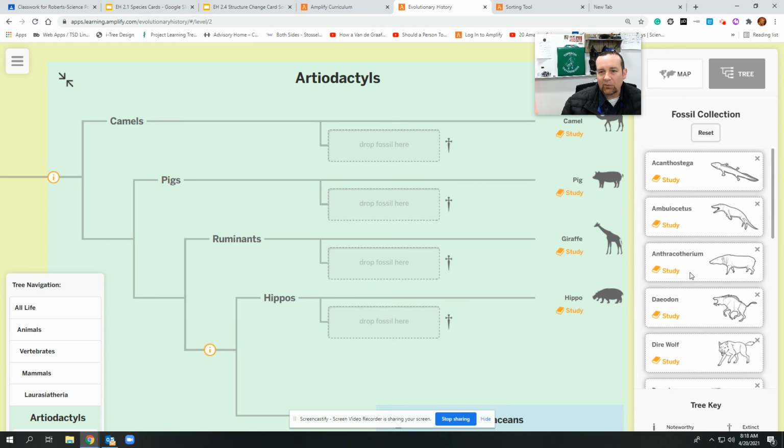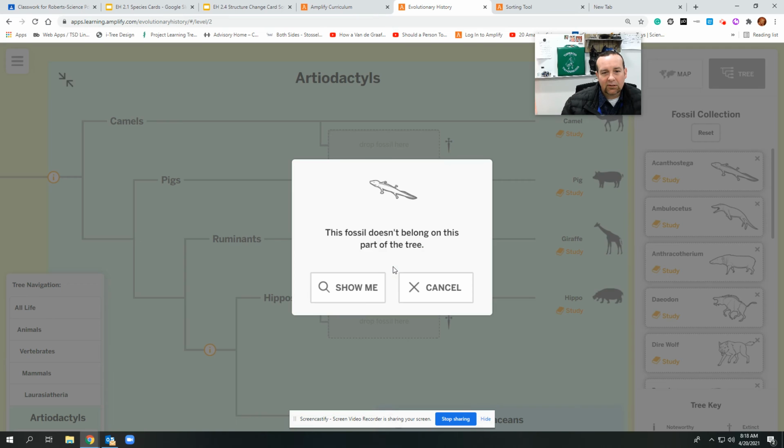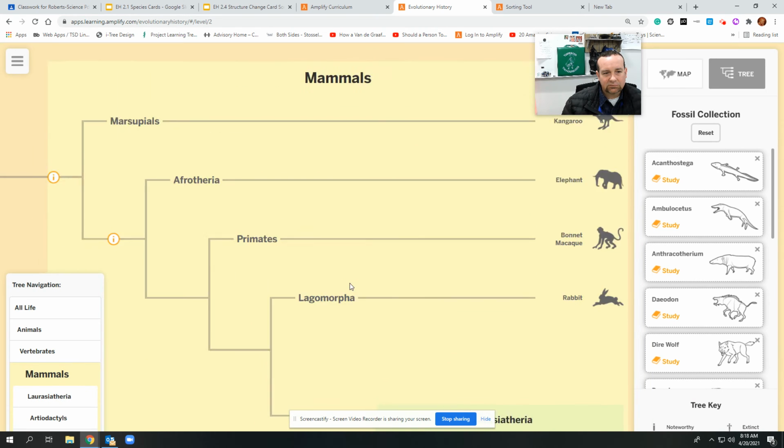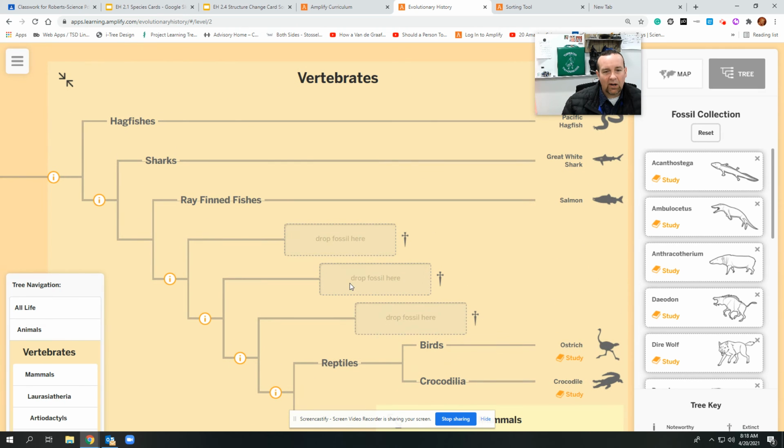Let's see what happens when we take the Acanthostega and try to drop it there. Uh-oh. This one doesn't go there. So let's ask it to show us. I'm going to click Show Me. And let's see how far back in this tree it takes us. Oh, wow. So that's where this one goes.